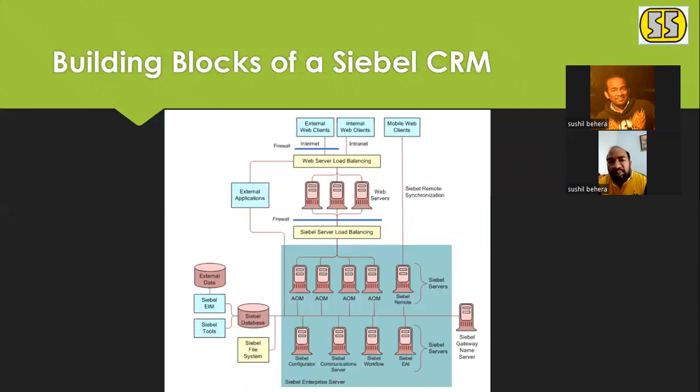Yeah, this is a typical Siebel server architectural block. Now, if you will see on the top, there is external web client. These are nothing but the browsers from where we open our application. One will be external web client, one will be internal web client, one will be mobile web client. Now, what is the difference between these three: external web client, internal web client, and mobile web client?